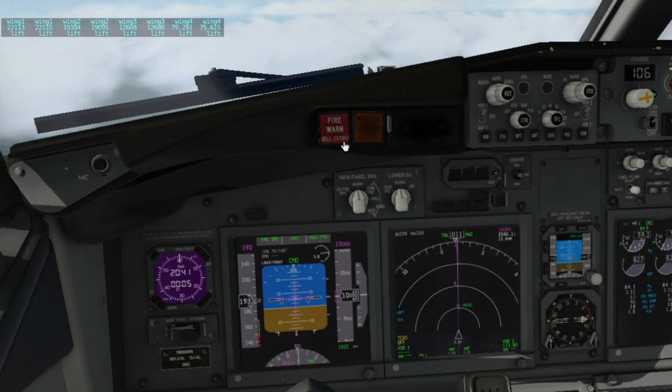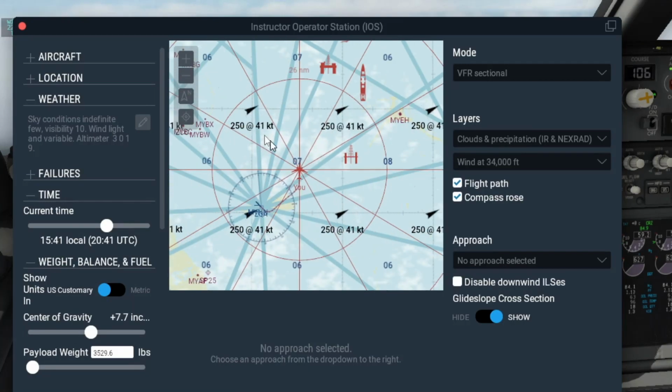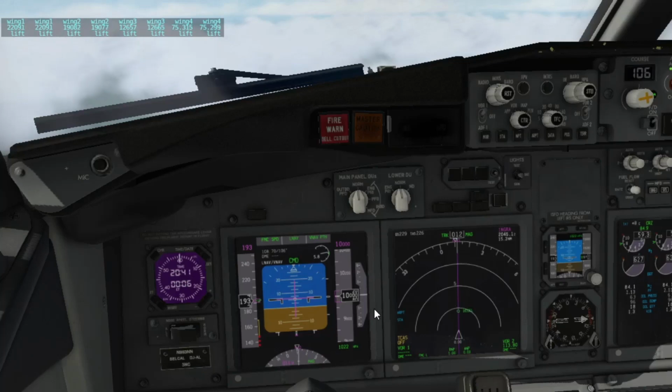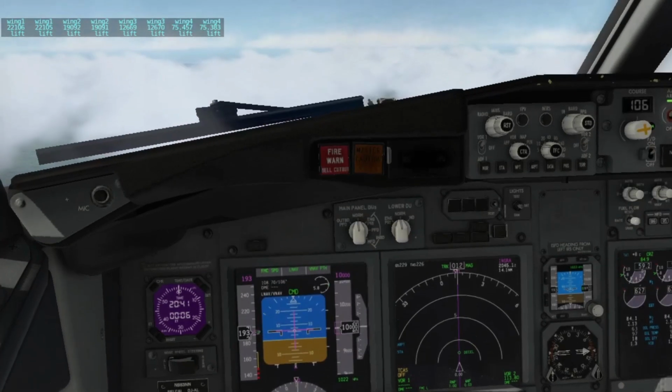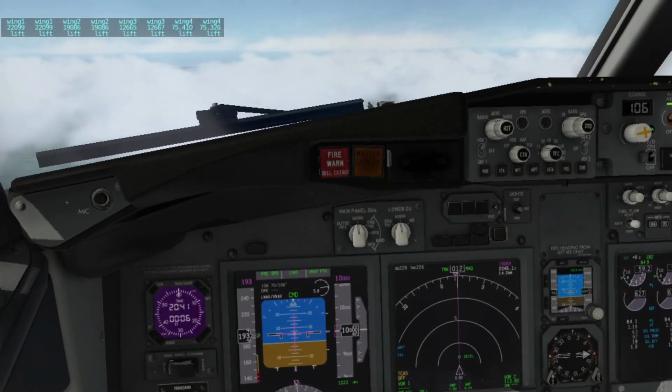Today, I'm back in X-Plane. I'm currently in Nassau, in the Bahamas, and I'm going to show you guys what a go-around is. Alright, first things first. What is a go-around?